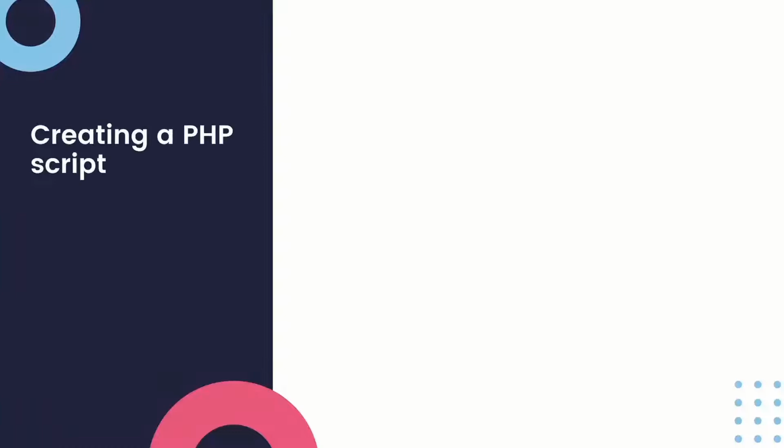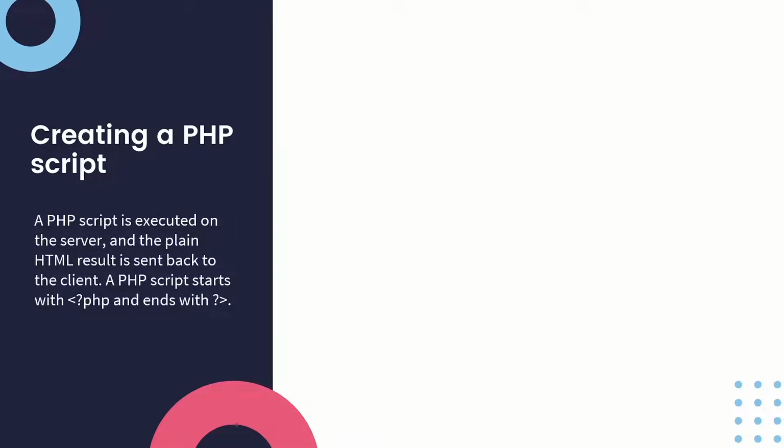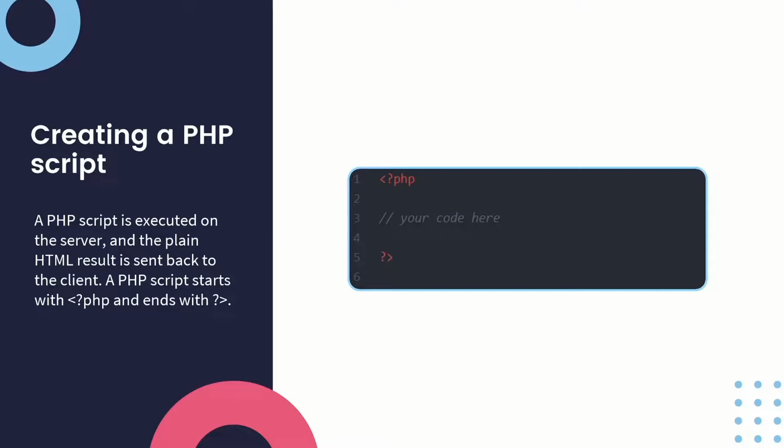Now, first things first, we need to understand how to create a PHP script and what the syntax looks like for creating the script. A PHP script is executed on the server and the plain HTML result is sent back to the client. Now, this is what an example looks like of creating a PHP script. First, we have this opening tag over here, which is a left angle bracket, question mark, PHP. We then enter whatever code we want to run in our PHP script over here. This is simply just a commented piece of code. And then we close our script off with a question mark and a right angle bracket.